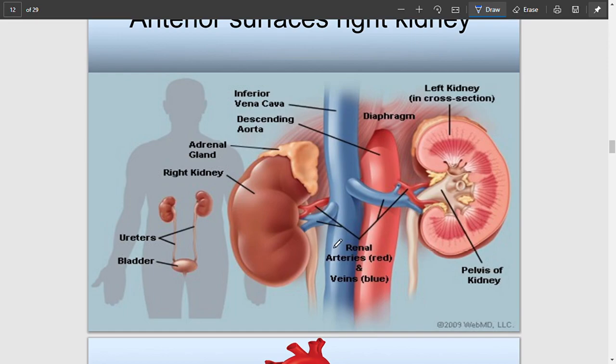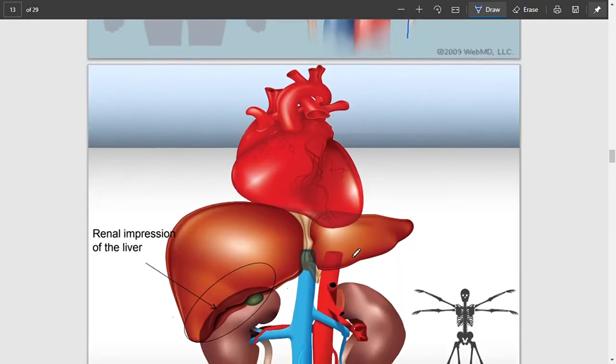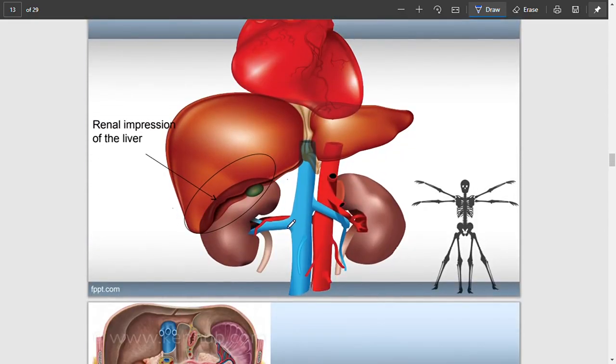So here's the pelvis of the kidney, the hilum, and this is the ureter, the left kidney. Here's the diaphragm, okay, and the inferior vena cava, and so on. And this is quite a good picture of the kidney.